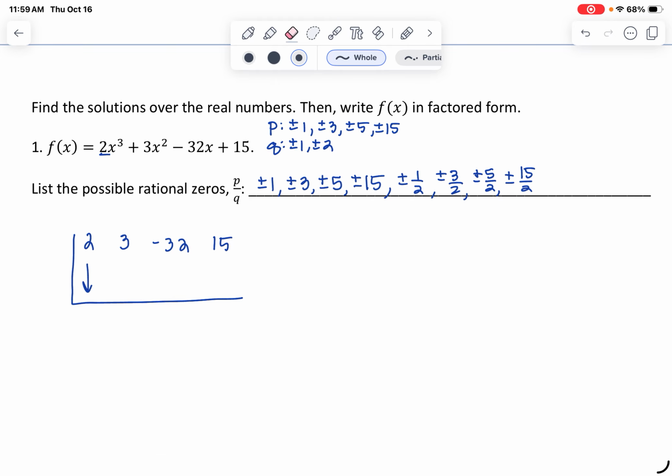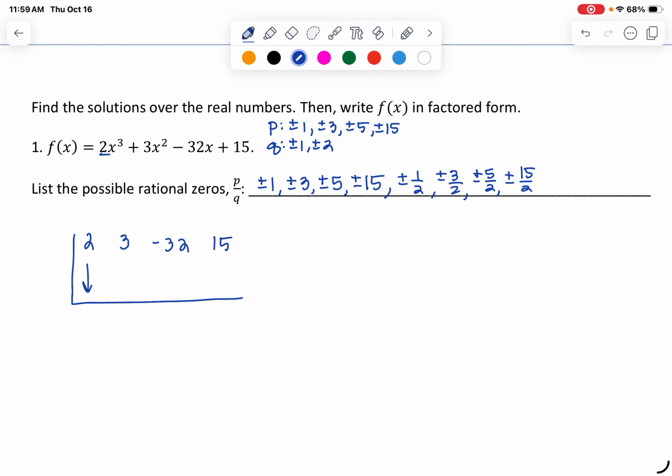All right, I'll move on to negative 1 now. Drop the 2, multiply, it's negative 2. Add, that's 1. Multiply, that's negative 1. Add, that's negative 33. Multiply, that's 33, which doesn't give me 0, so I'm going to stop there.